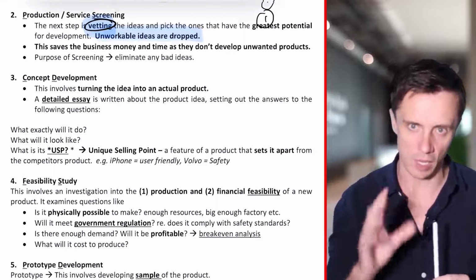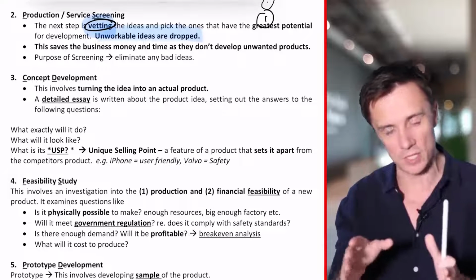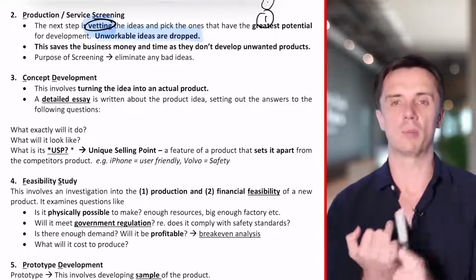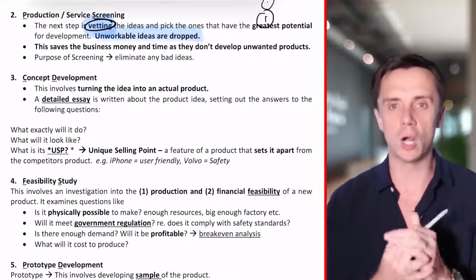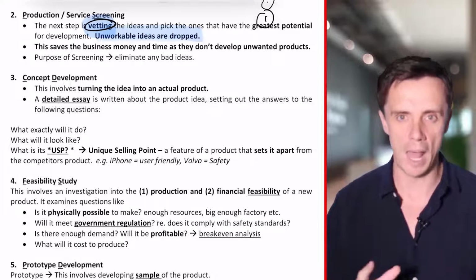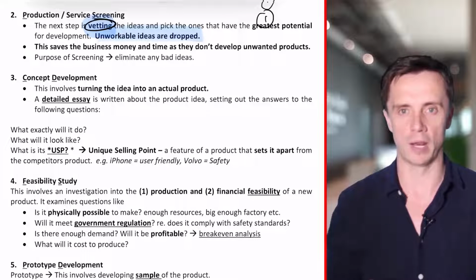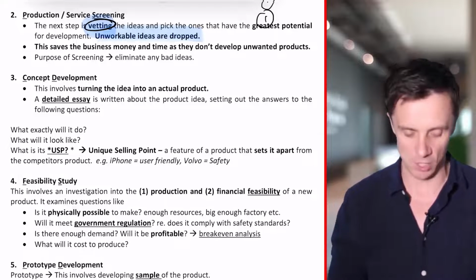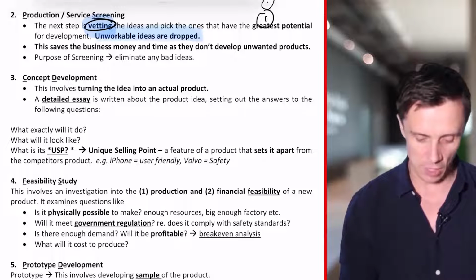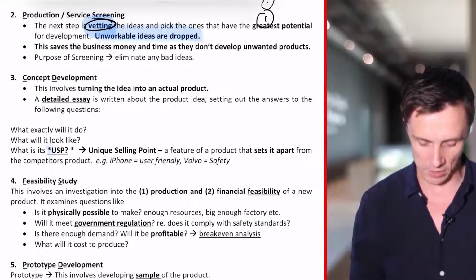So make sure you mark that in concept development, you write out an essay where you turn the idea into a product, and it tackles things like what will the product's function be, what will it look like, but most important by a mile is that you say you develop a unique selling point for the product, a USP, okay? So make sure you mark that down there. That's what they're going to be looking out for when they're grading your answer, right?